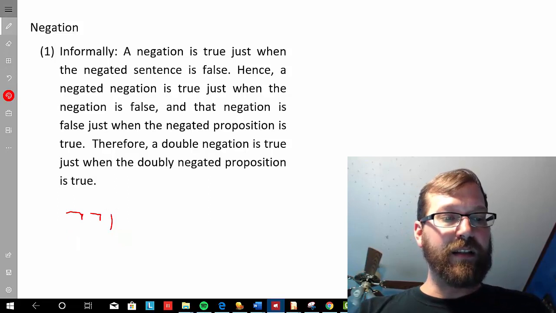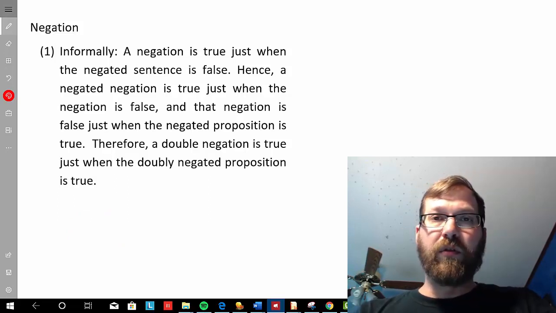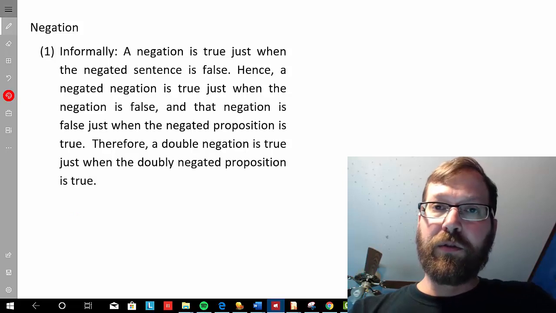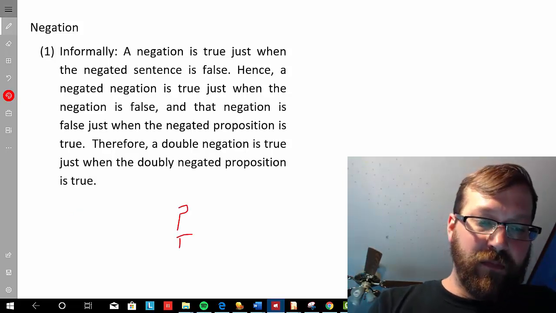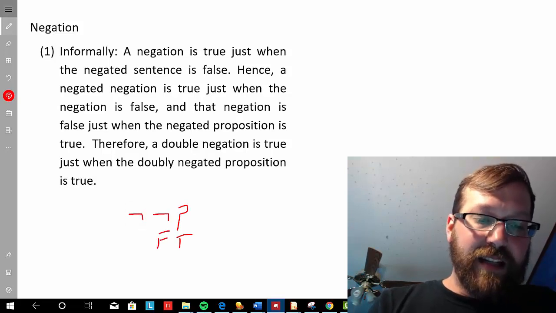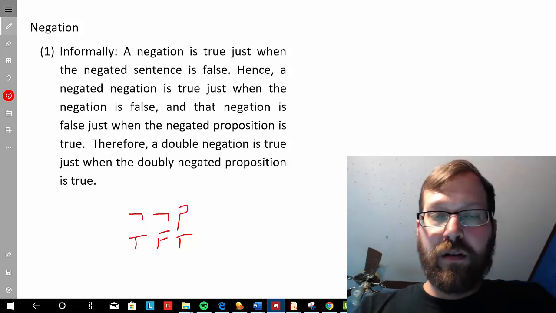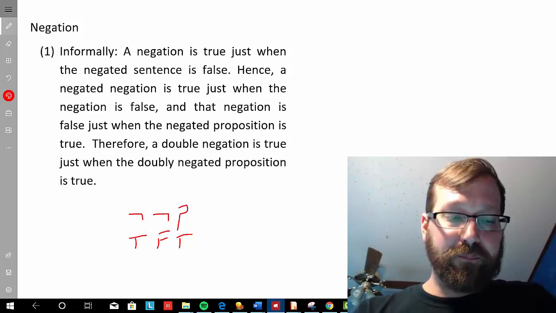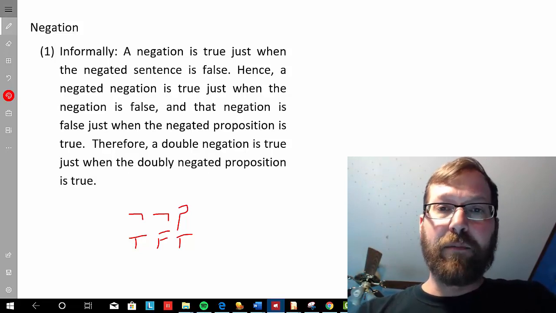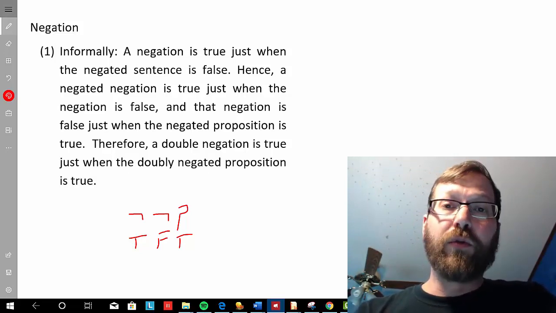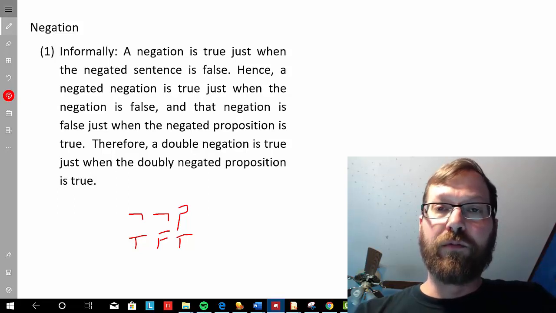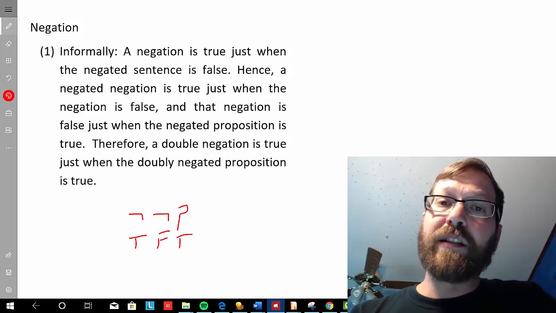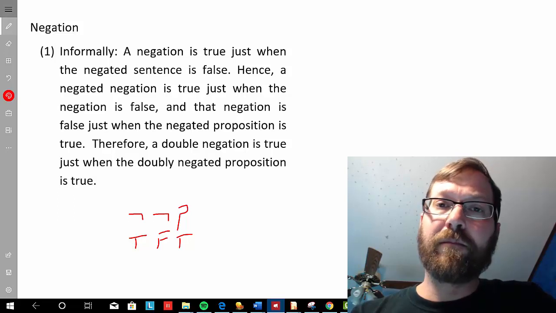The other way to think about it is the negation symbol just tells us to flip truth values. So if we start off with P being true, and then we see that it's negated, it flips to false. But then when that's negated, it flips to true. So that's why a doubly negated proposition will be true if the proposition that's being doubly negated is true. Let's see how we represent this in the Fitch-style system.